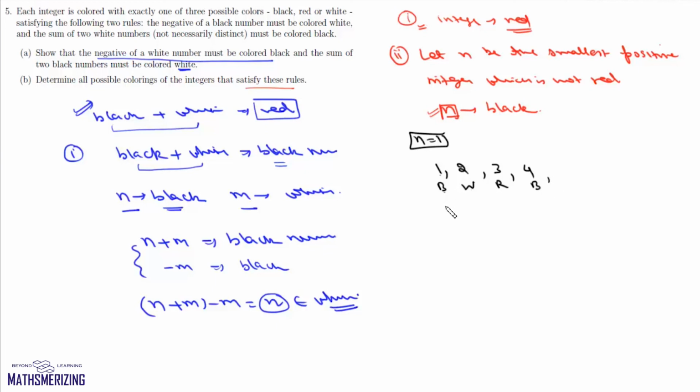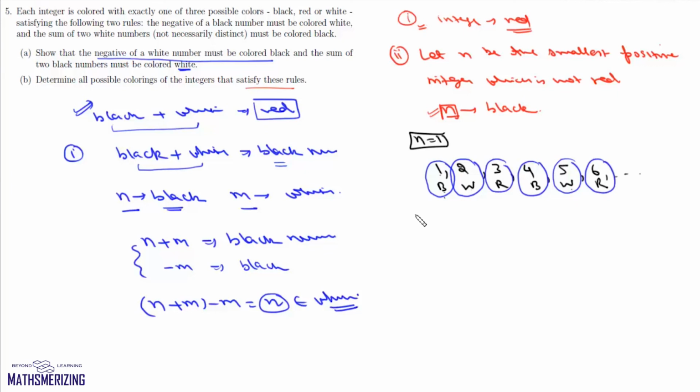And then 4 plus 1, black plus black, will be white. So 5 is white. And then again 1 plus 5 will be 6, and that will again be red because it is the sum of a black number and a white number. So from here we can see that all the numbers of the form 3k plus 1 will be colored black. All the numbers of the form 3k plus 2 will be colored white. And all the numbers which are multiples of 3 will be colored red.